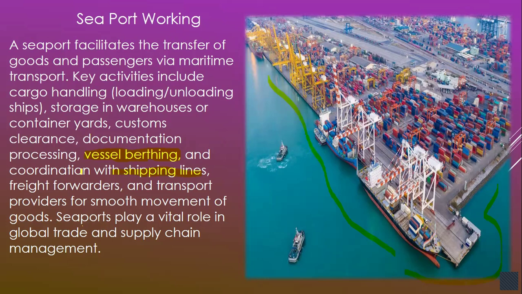They also coordinate with the freight forwarder, because the freight forwarder also books the containers. So they intimate the shipping line and freight forwarder, and the freight forwarder and shipping line intimate the importer that your cargo has arrived at the seaport. They also coordinate with the transport provider for smooth movement of goods. First they need transport, because immediately this container needs to be removed from these locations. With the help of transport, these containers move to the next step.